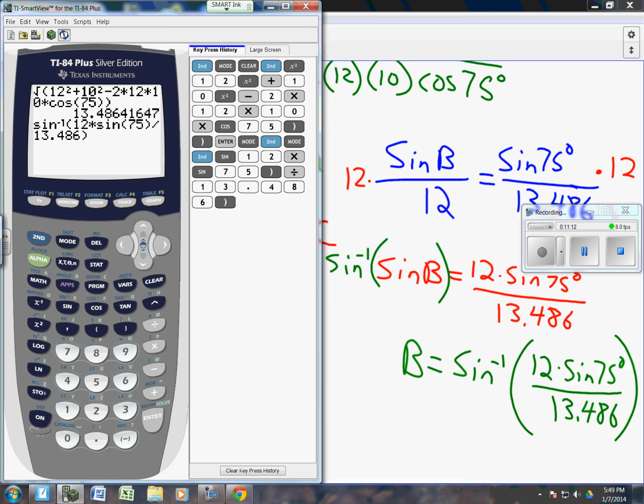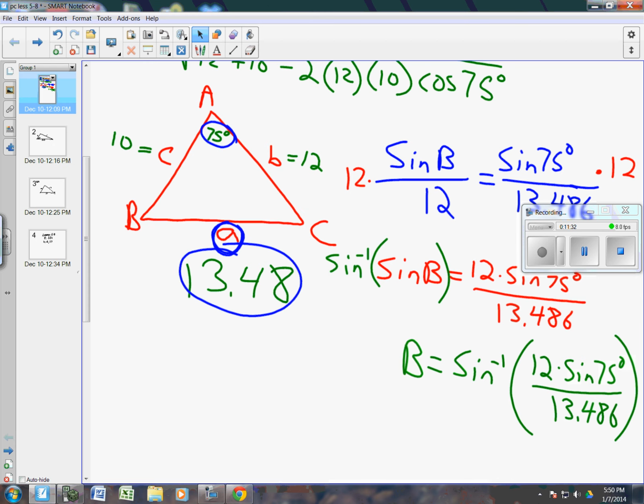And I have the ending parenthesis for the whole inverse. And I hit enter, and it gives me 59.2595. We're going to round that to 59.26. So my angle B is 59.26 degrees right here. And of course, now we can add 75 and 59.26.